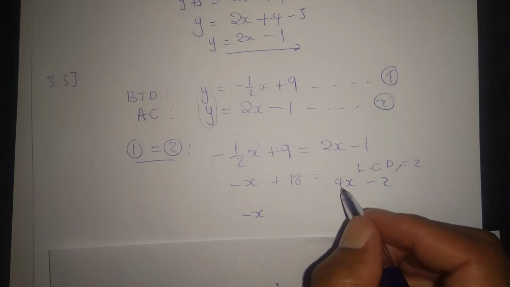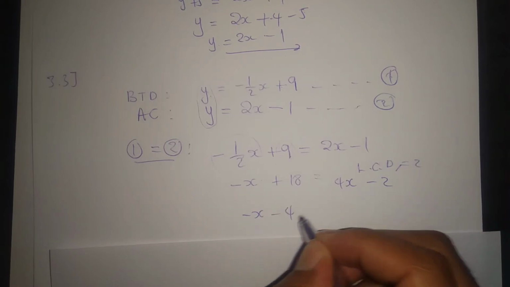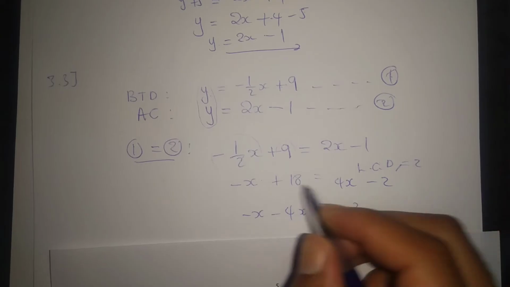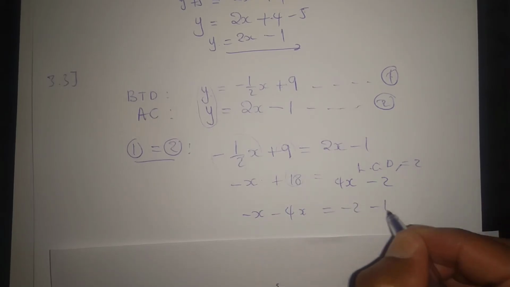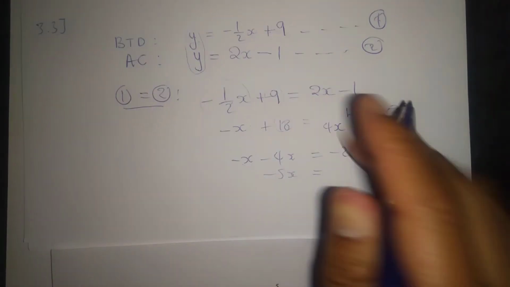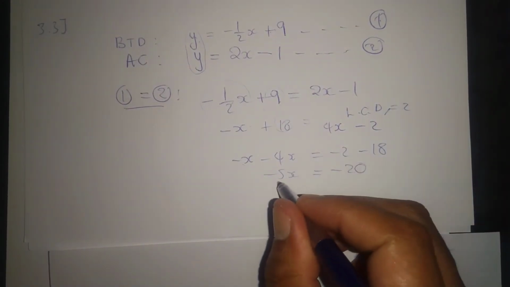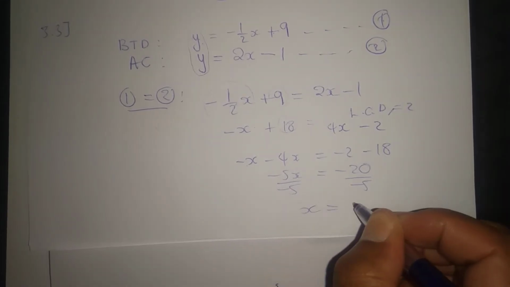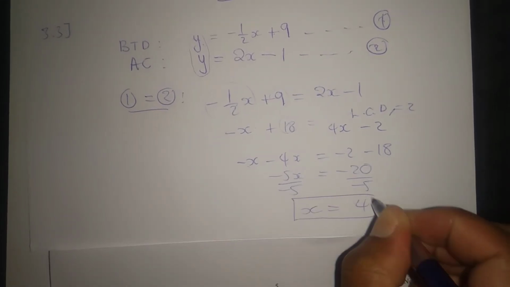x on one side, so this 4 will be transposed and become minus 4x. x equal to minus 2, and 18 on this side becomes minus 18. Minus 5x equals minus 20. Now divide both sides by minus 5. x is equal to 4.